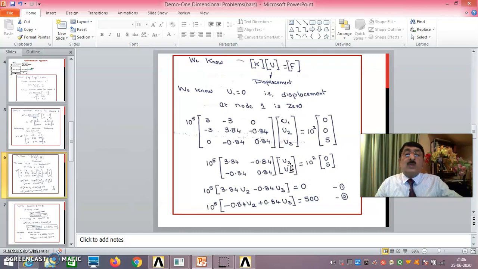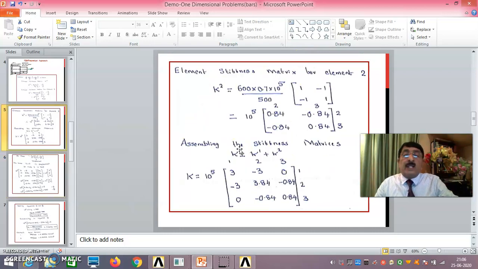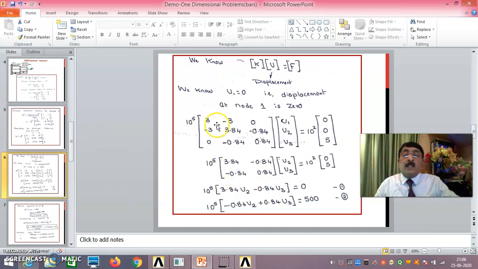Once you do this, you know K into U is equal to F, where K is the stiffness matrix, U is the displacement, and F is the force. Whatever matrix you got here, the same thing you put for K, 10 to the power of 5 times the matrix with 3, minus 3, and so on. U1, U2, U3 you put, and the force is 500.